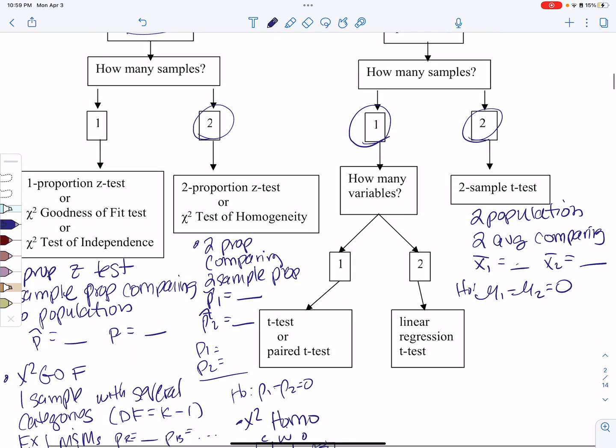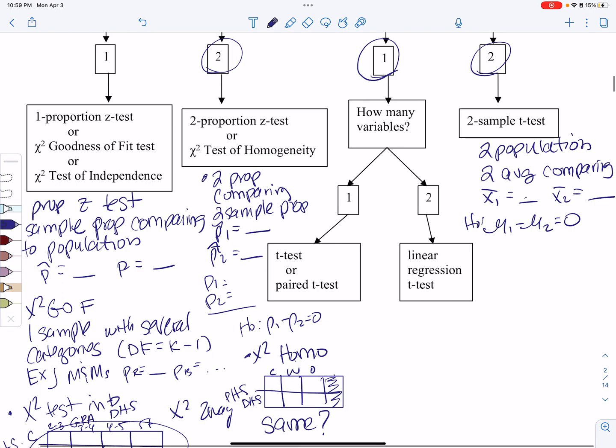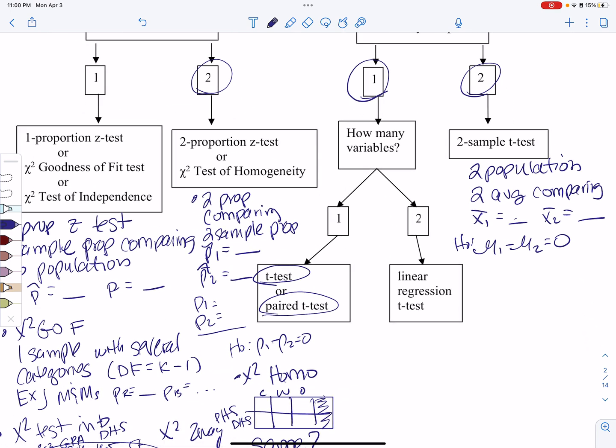All right, so now let's see with one variable, you have either a regular t-test or a paired t-test. So you have to be careful. You have one sample with a paired t-test, but it would look like this.